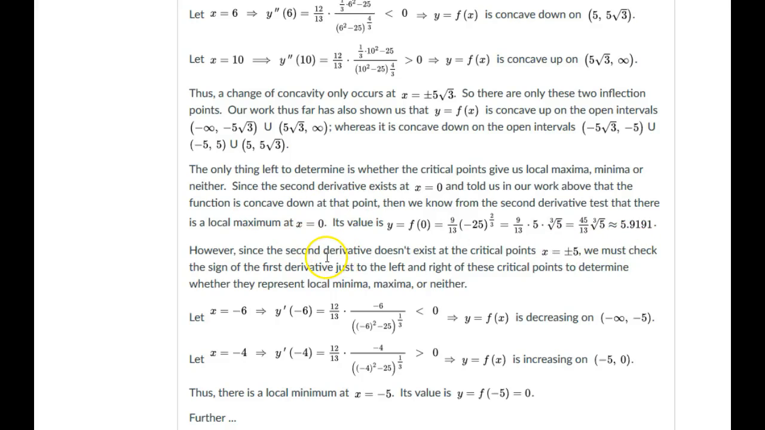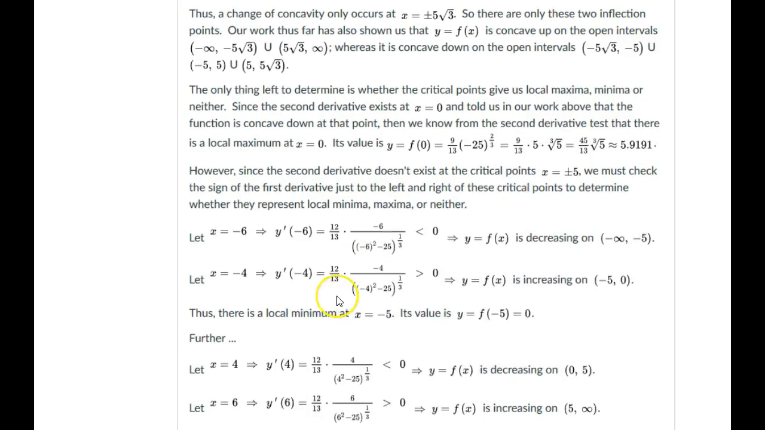So we can't use that second derivative test, though, for the other two critical points, x equals plus or minus 5. You have to actually check the sign of the first derivative to the left and to the right of these critical points to determine whether they represent local minimum, maximum, or neither. So just to the left of x equals negative 5, we'll check x equals negative 6, the first derivative at negative 6. Plug in negative 6. Remember, it was x over x squared minus 25 to the 1/3 here.